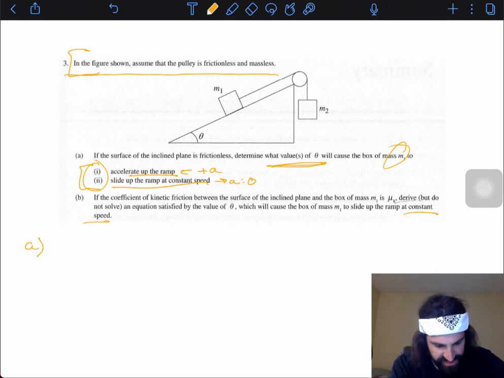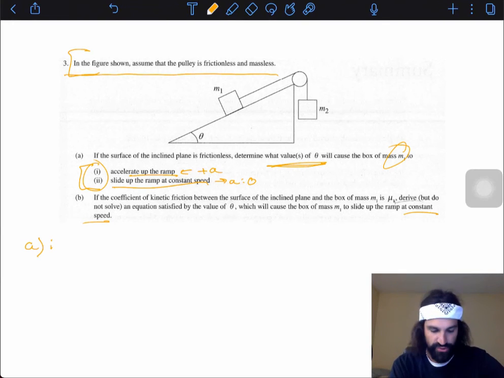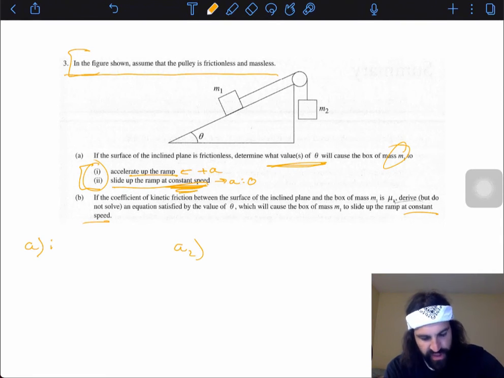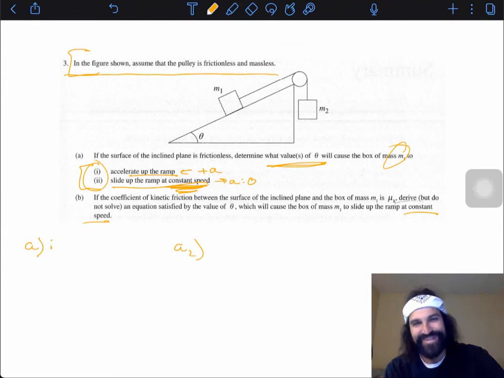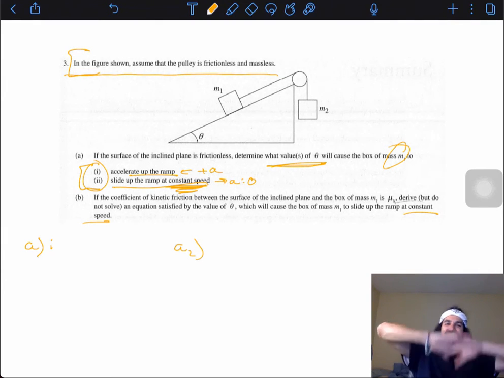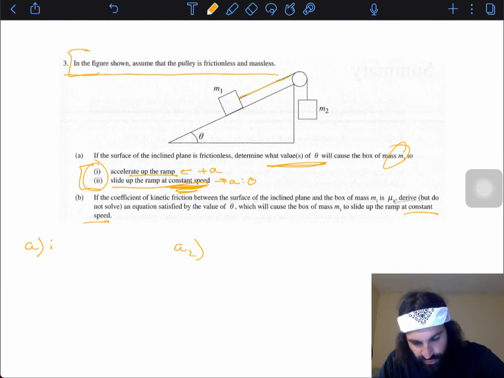All right, so that being said, I am going to skip A1 just because I know that I struggled with it, and doing A2 makes A1 so much simpler. And the reason it makes it simpler is because the block is sliding up the ramp at constant speed, which means that the acceleration of the system is going to be equal to 0. That's the other thought I had: we have two blocks connected with a rope, which means I'm going to treat it as a system.